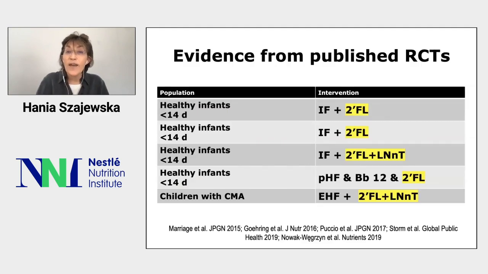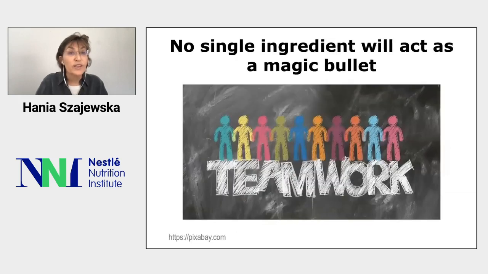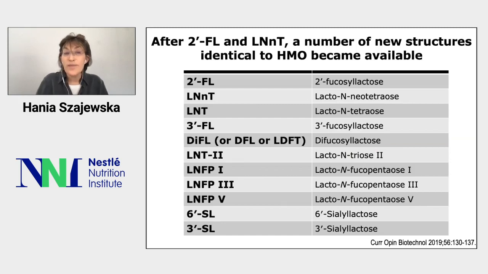Evidence which I showed you from published RCTs relates mainly to one or two structures identical to HMOs. However, we know that no single ingredient will act as a magic bullet. And as a matter of fact, after 2FL and LNnT, a number of new structures identical to HMOs became available, and they are listed on this slide.